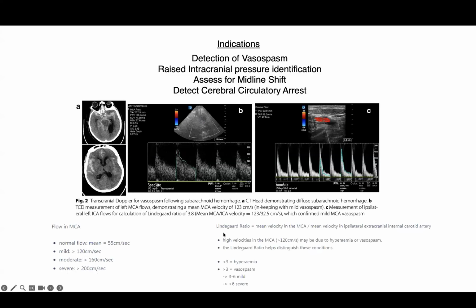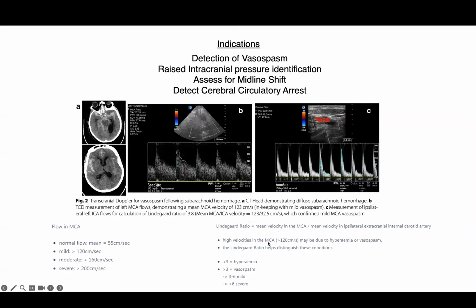All right, so you need to know about the Lindegaard ratio. If these images are asked, invariably they're likely to go about that. So it is the mean velocity in the MCA divided by the mean velocity in the ipsilateral extracranial ICA. So these words need to be specific. That is what they will ask.